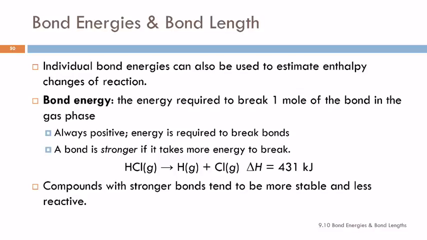If we look at this hydrogen chloride, to break that into its individual atoms requires 431 kilojoules to break the hydrogen-chlorine bond in 1 mole of these molecules. Compounds that have stronger bonds tend to be more stable. They tend to be less reactive. In order for HCl to react, that bond has to be broken. It can't react without breaking the bond.